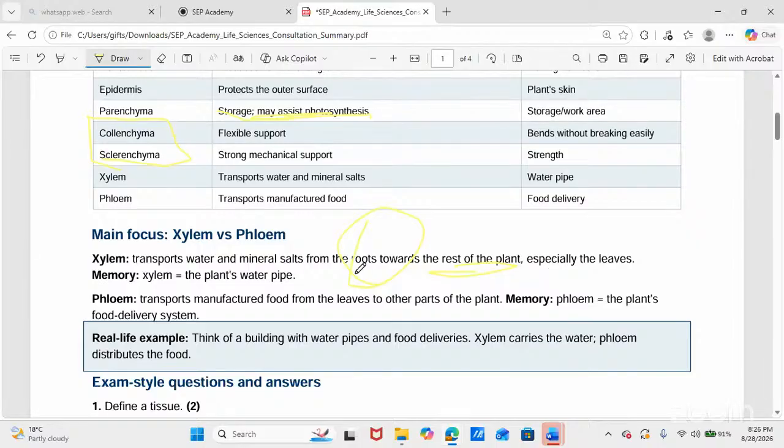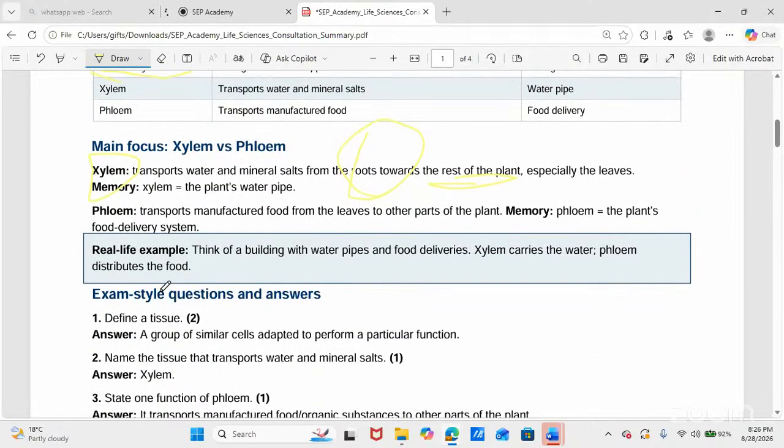Without this xylem, we cannot have the process of photosynthesis because the plant will not be getting water and mineral salts. So for memorization, you can also say that the xylem is the plant water pipe, right? Like I said, it is the pipeline. It is where water and mineral salts move towards the rest of the plant and also the leaves. It moves away from the soil. And then we're going to also look at the phloem.